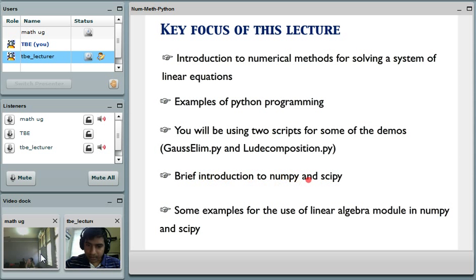And finally, before I close, there will be an introduction to the NumPy and SciPy modules, the numerical Python and scientific Python modules. I will show you exactly how to solve those previous two problems, the Gauss elimination and LU decomposition, which were earlier solved using handwritten code. Now we'll be using these modules in NumPy and SciPy in order to solve those problems. So this is the main layout of today's lecture.